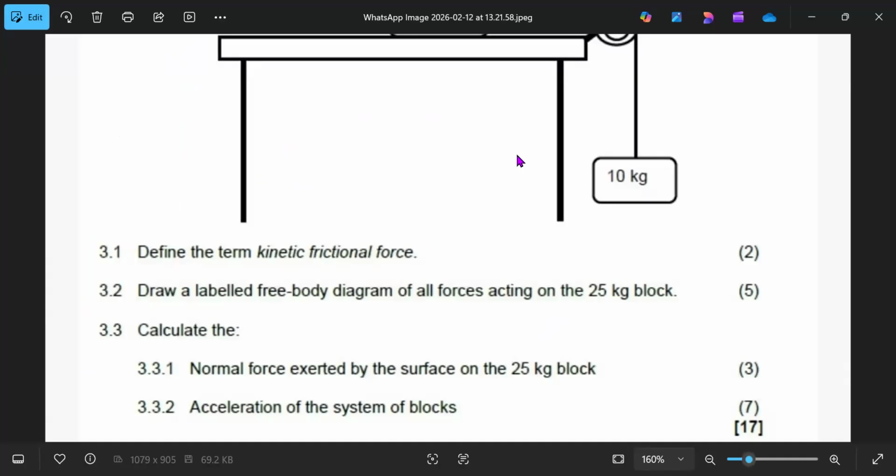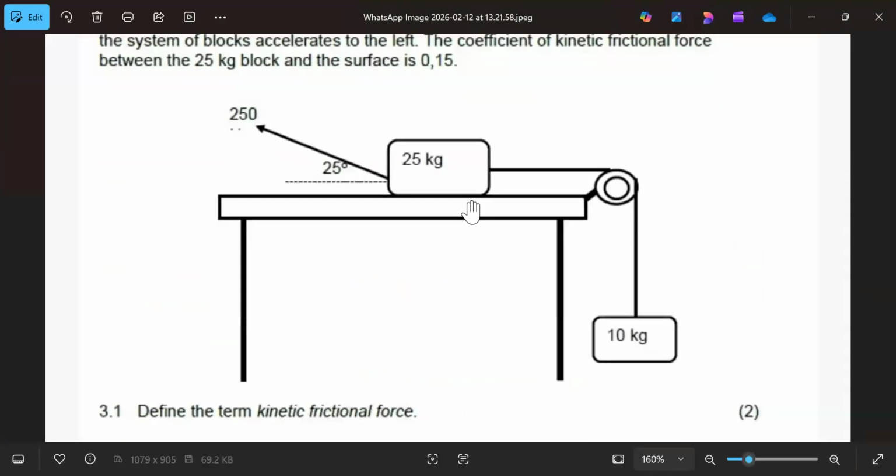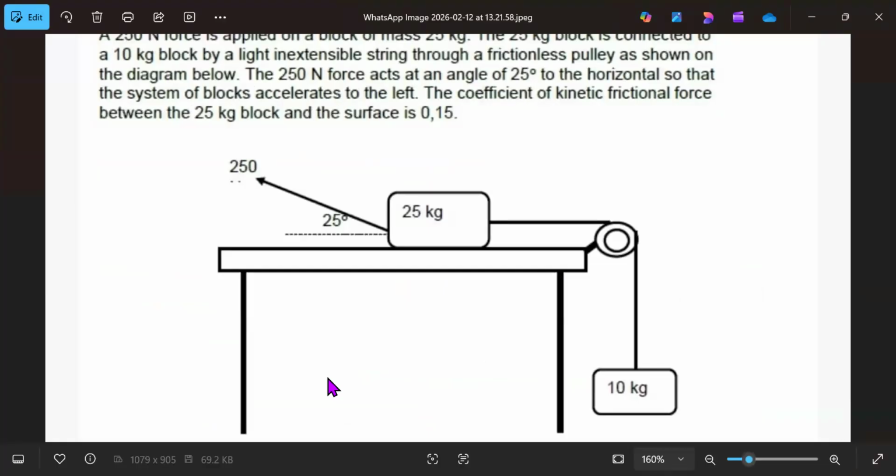Now, this is the first question. The first question is asking us to please find the normal force, which is exerted by the surface on the 25 kg block. All right. So how do we find this normal force anyway? Well, that's easy. We have seen that there's actually 3 vertical forces here. The normal force, the vertical component of the applied force, and the gravitational force.